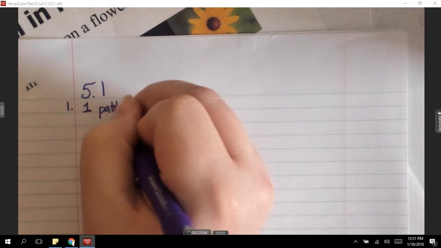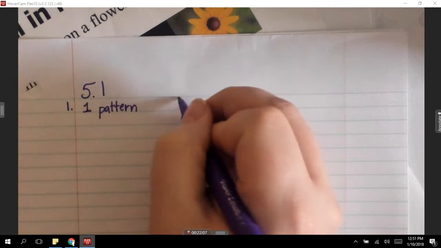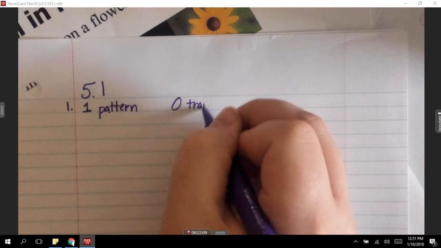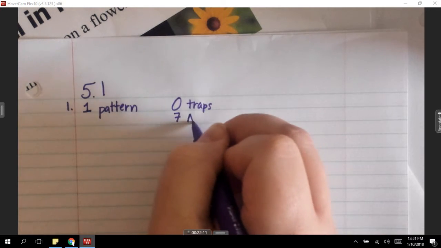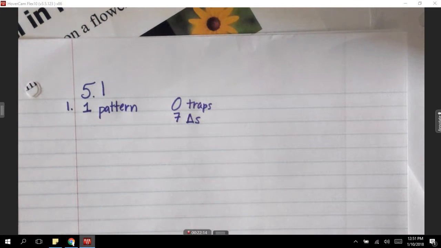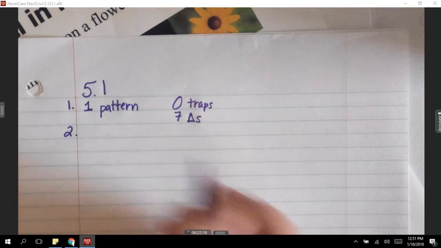number 1. Most people have the correct answer of, what is the correct answer? Yes, we can have a point. There is one pattern, but that one pattern involves 0 traps and all 7 triangles. Okay, number 2. What is the answer to number 2?